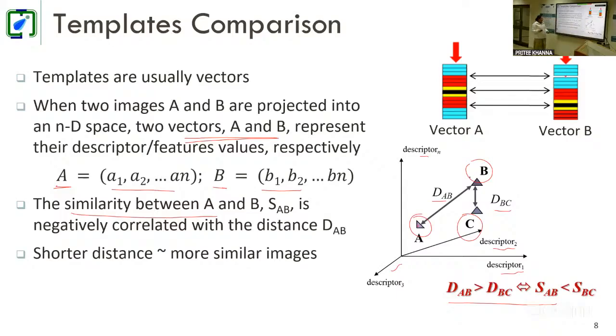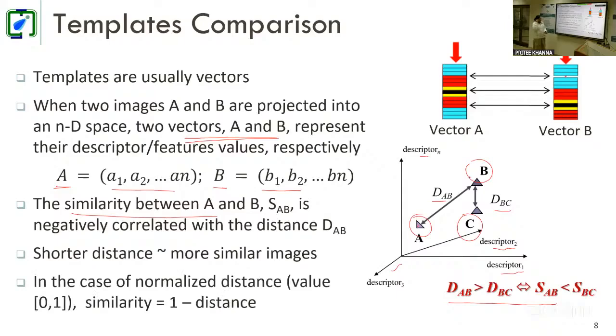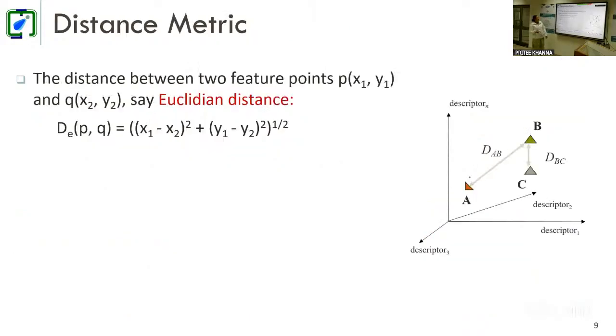So that is what our task is there. What we do is that we normalize this distance, so everything is equal to 1. We can say that similarity is 1 minus distance. So this is the concept. Now, how to calculate distance?